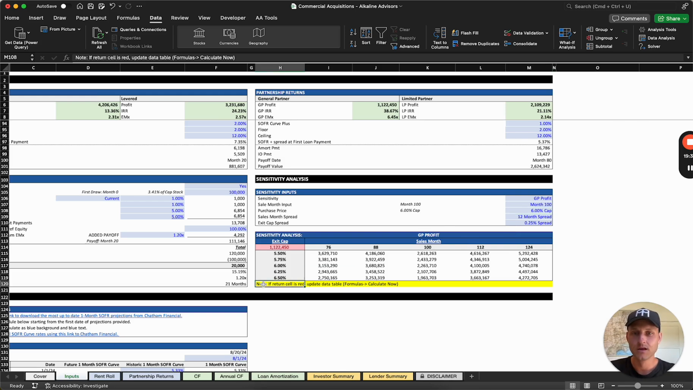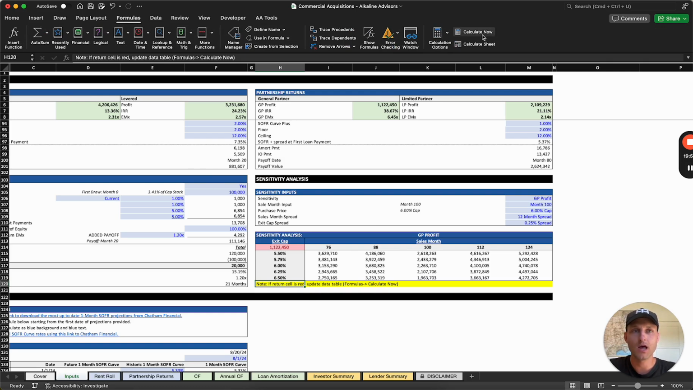And then this yellow bar is showing that we still have some information left to tackle. This is red. It says note if return cell is red, update data tables, go to formulas, calculate now. So we go to formulas up in the ribbon bar, and then we click this calculate now button. It'll iterate. The reason we do this, and this is kind of a big point, it's still iterating. Give it a second. Boom, now it's not. But this is a big point.